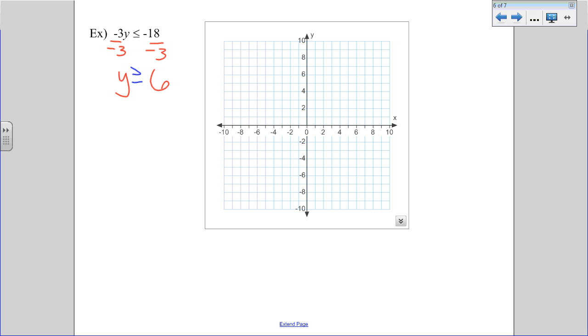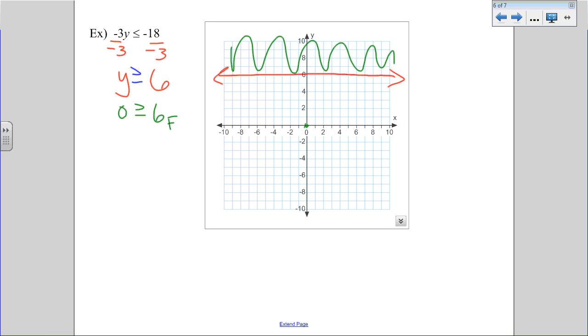Horizontal line, correct? Solid line. I went with solid. Why? Because it has the or equal to. Good job. I need to be greater than 6, correct, guys? Is 7 greater than 6 or 5 greater than 6? 7. So you can test it that way. Or, guys, if you plug in 0, you're going to get a false statement, so you know it doesn't work.